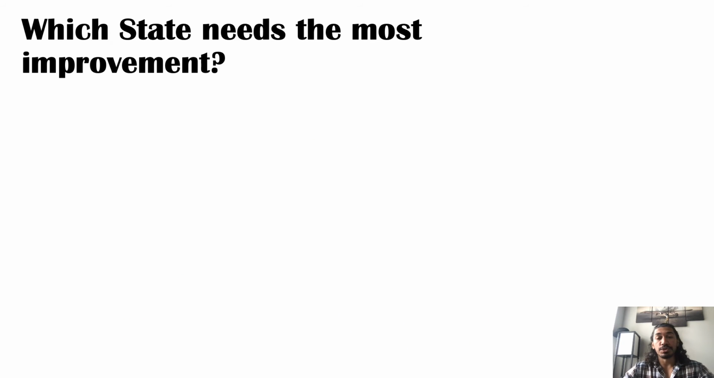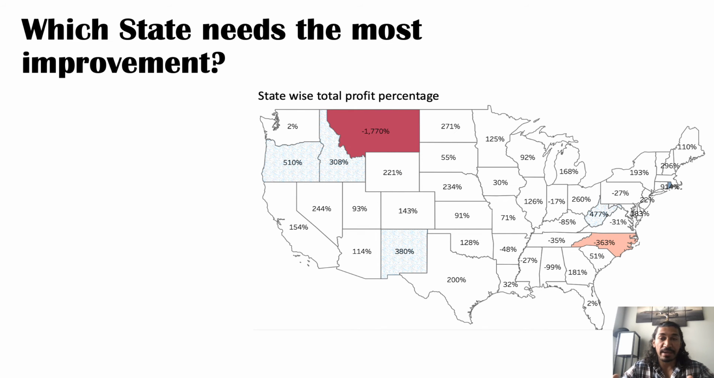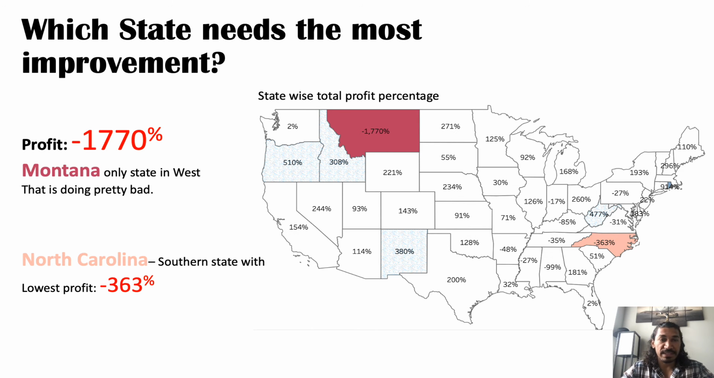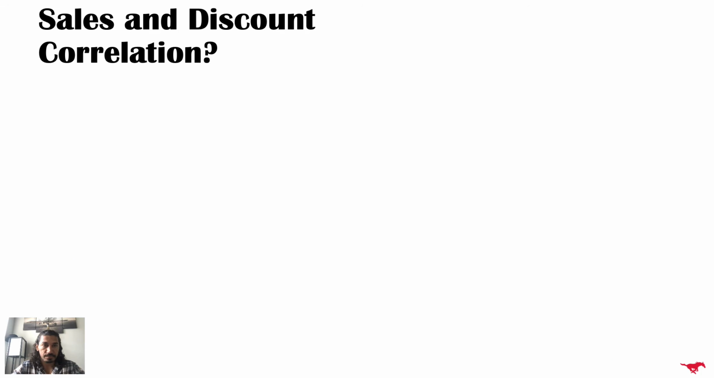Now let's take a deep dive into which states actually need more attention to increase our sales and profit, or which are doing badly in terms of profit. On the southern side, we see that North Carolina is doing pretty badly. It brings negative 363% profit. And on the western side, there is only one state, Montana, that's doing really badly, the worst of all, bringing 1770% negative profit. So those two states need to have a higher priority to increase our profit percent.